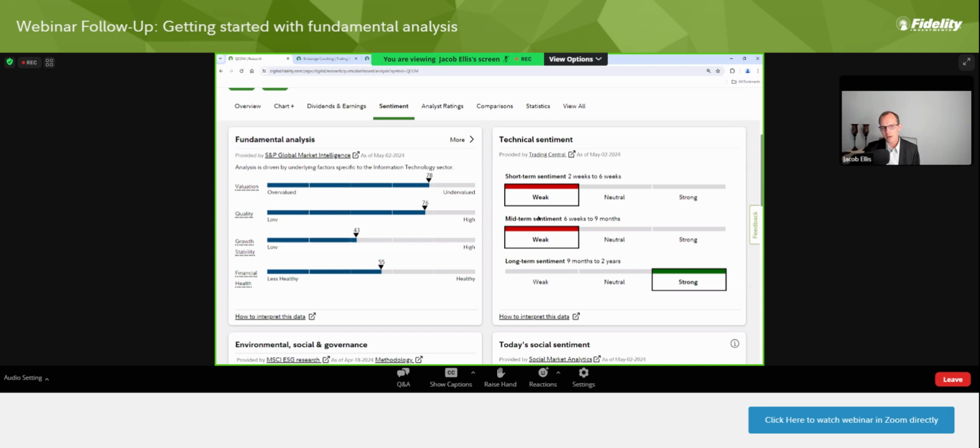When you see weak here, it's saying that Trading Central, the analysis firm that's publishing this sentiment report, says that from now to the next 6 weeks to 9 months in the future, they're viewing this as a weak possibility, meaning the price may go down. Short term, same thing. Over the next 2 to 6 weeks, price down. Whereas over the long term, looking 9 months into the future, 2 years into the future, a relatively strong viewpoint.